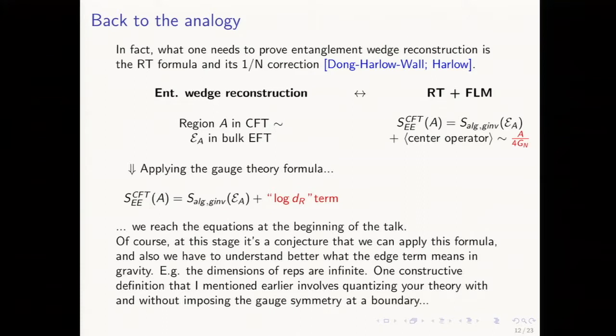So I've now explained the first slide. Of course, at this stage, we've made several assumptions, right? It's a conjecture, or I guess we made one assumption, which is that we can apply this formula at all. But separately, we have to understand better what it means to have a log dr type edge term in a theory of gravity, right? For instance, the dimensions of representations of the diffeomorphism group are infinite. So one constructive definition of this term that you can try to explore is this idea of quantizing your theory with and without imposing the gauge symmetry at a boundary. Okay, so I'll get back to this very shortly.